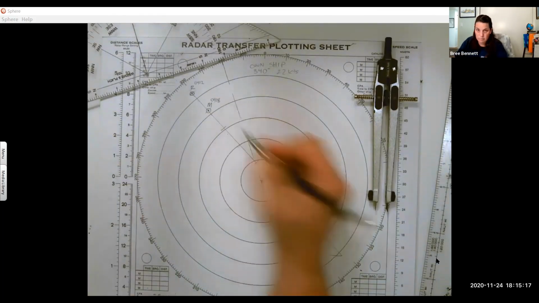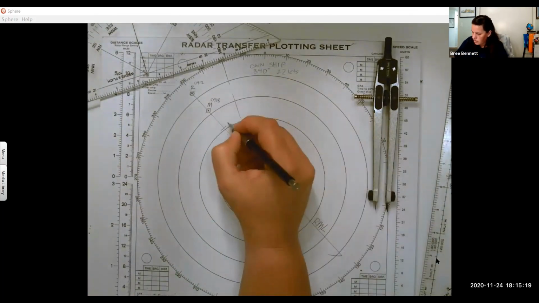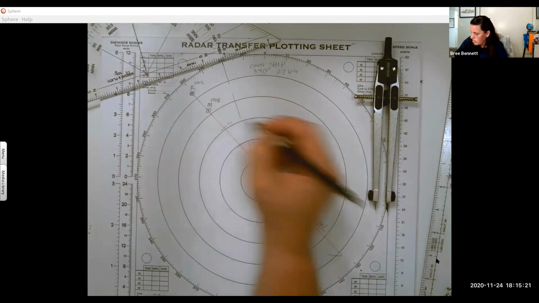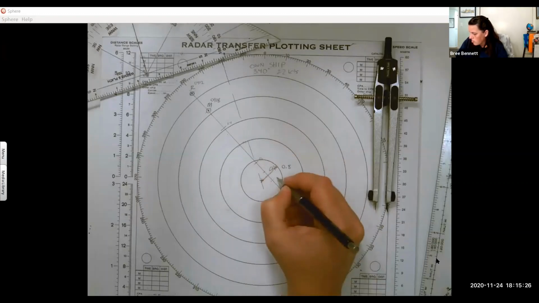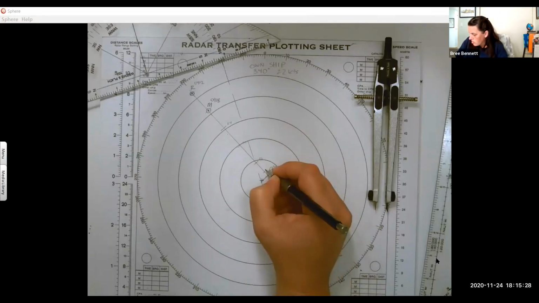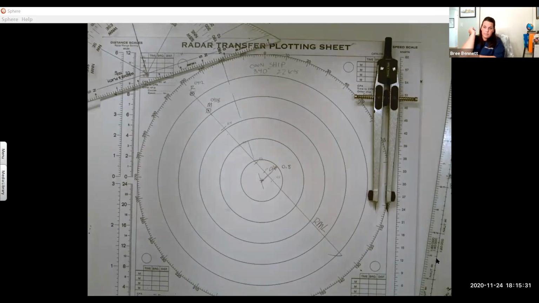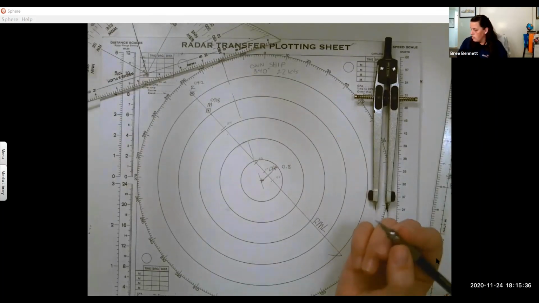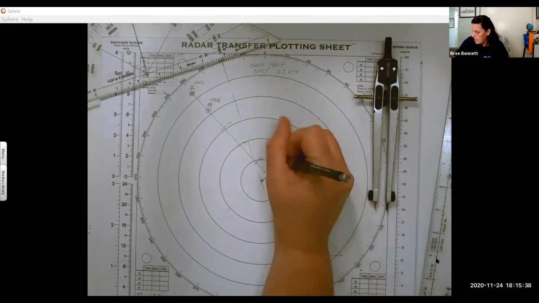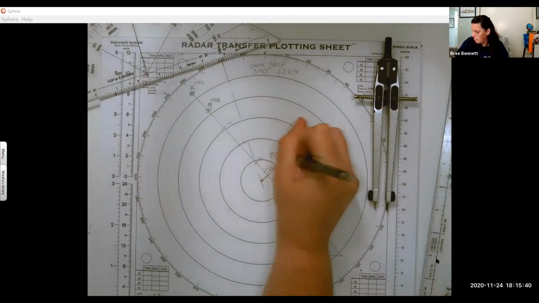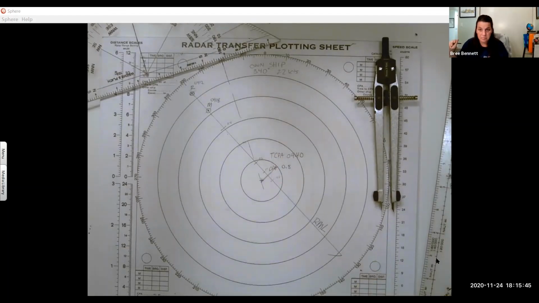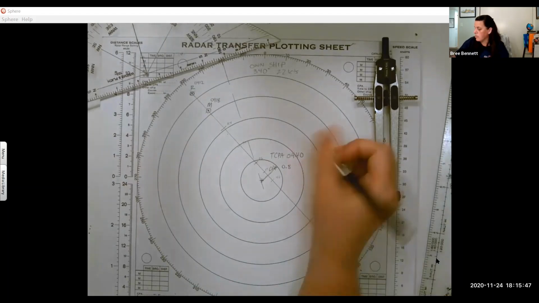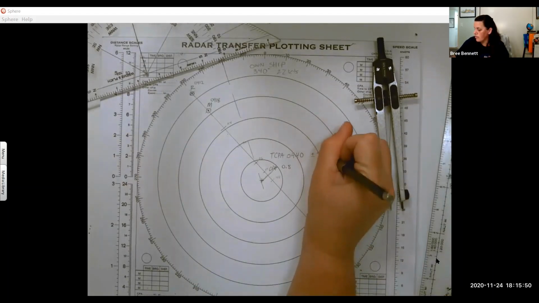Okay, so count by sixes here, 18, 24, 30, 36, 42, 39. So I'm going to call my time of CPA 0440. And this is going to be plus or minus 2 minutes.